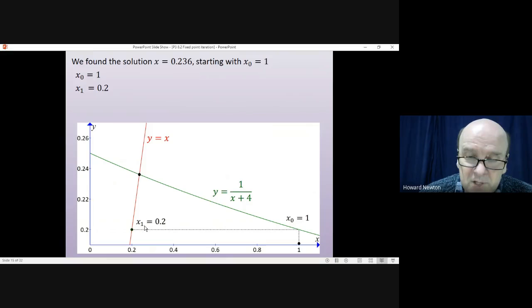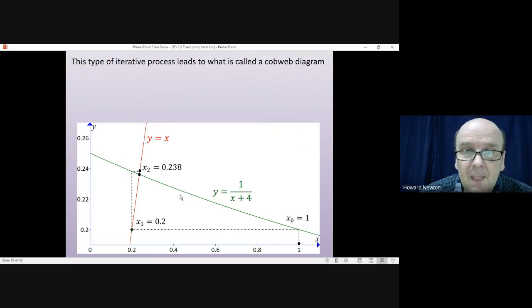Once we got that new starting value, which was x1 equals 0.2, we put that back into this function again, which you can show with this dotted line. Once we got the answer, we used that answer as the next value of x, which gives us that dotted line. And the next iteration, which was x2 equals 0.238. Now, that process carried on, but it gets very hard to see what's going on, even on this diagram. But that type of iterative process leads to what is called a cobweb diagram.